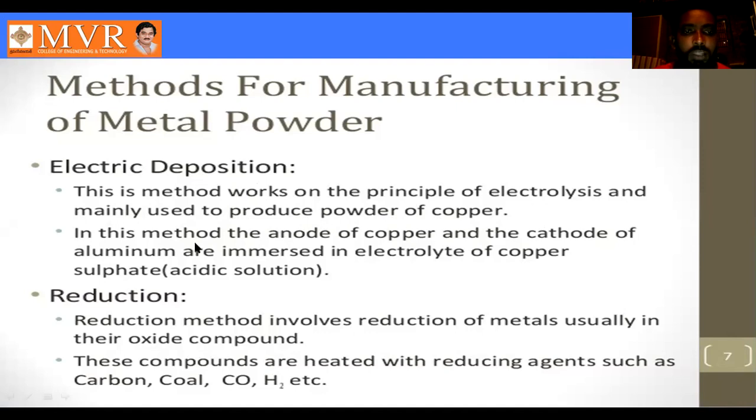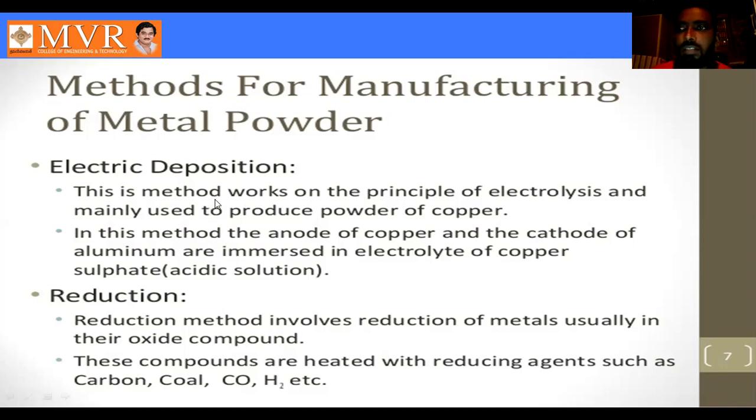In this method, the anode of copper and the cathode of aluminum are immersed in an electrolyte of copper sulfate. Sulfate is an acidic solution. Because they are immersed like this, we can produce the powder of copper. This is electric deposition, and you can use it for producing copper powder.